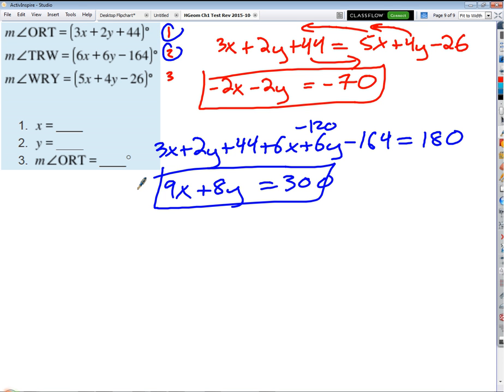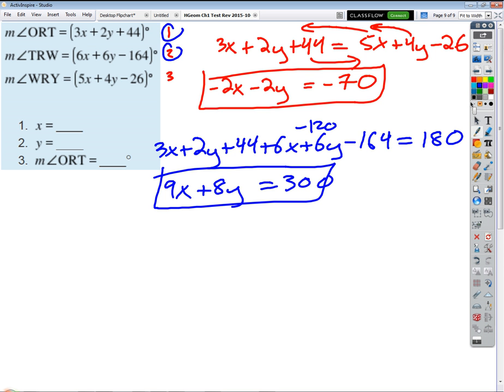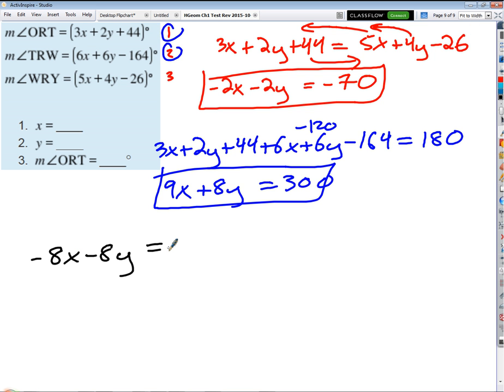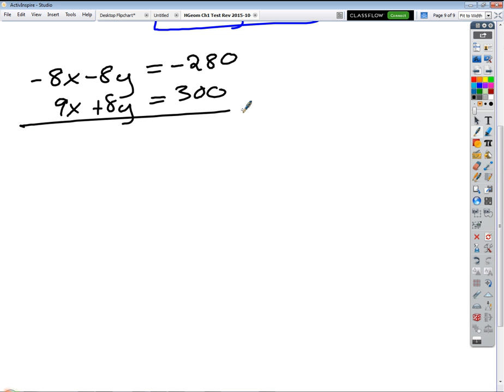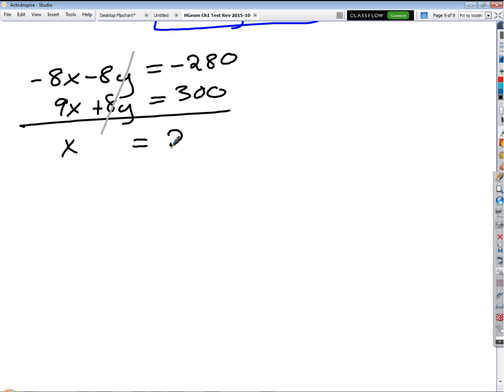So how could I solve this system? I could, well, I mean, I actually could, but it might be easier to just multiply the top one through by what? 4. Yeah, everybody see that? If I multiply it by 4, I'm going to get a negative 8y and a positive 8y, right? So let's do that. So then that's going to make the top equation negative 8x minus 8y equals negative 280. The bottom equation is just 9x plus 8y equals 300, right? And so now we can just add those up, and the y's cancel, right? And I just get, wow, x equals 20.